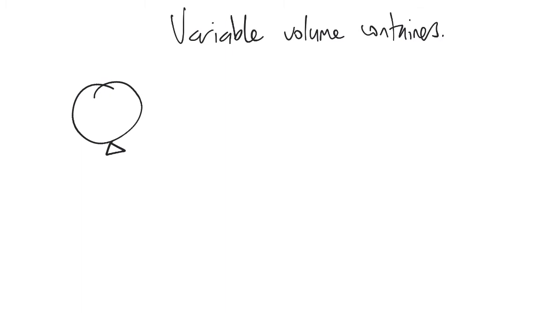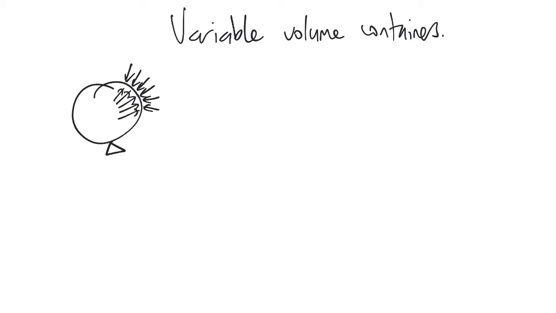Okay, so variable volume containers are your typical balloons and stuff, where their volume can change depending on the various changes in conditions. Now, the thing that you need to remember about variable volume containers is that what's holding them in is effectively the air pressure from the outside, which is effectively the collisions from the outside holding and equaling the collisions on the inside.